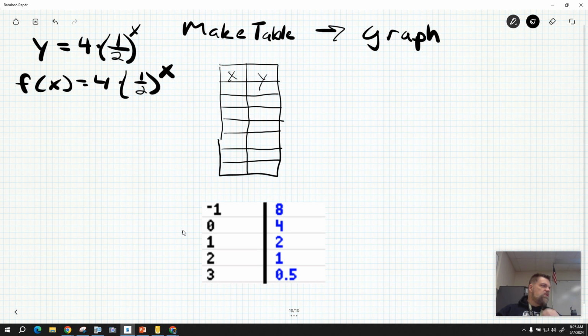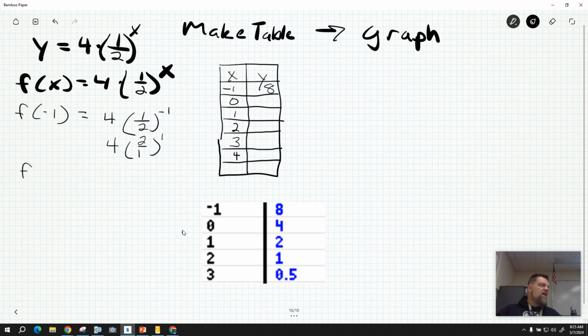So if I say -1, 0, 1, 2, 3, 4, my f of -1 is going to be 4 times 1/2 raised to the -1. Remember that you reciprocate that. So it becomes 4 times 2 to the +1. So that's where the 8 comes from.